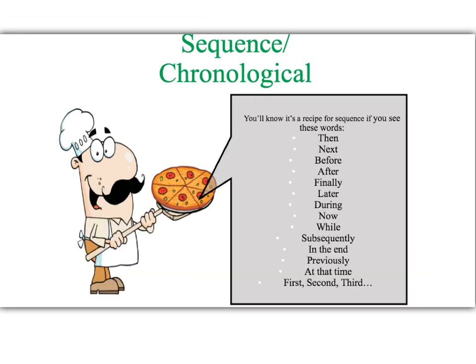Once again, here are the key words that help you know that something is written in sequence chronological text structure. You'll know it's a recipe for sequence if you see these words: then, next, before, after, finally, later, during, now, while, subsequently, in the end, previously, at that time, and words such as first, second, and third.